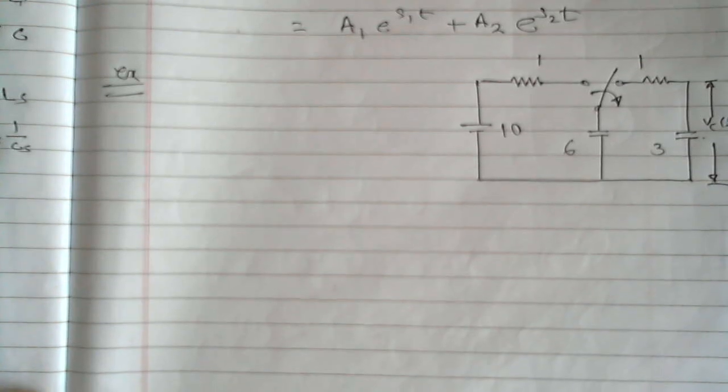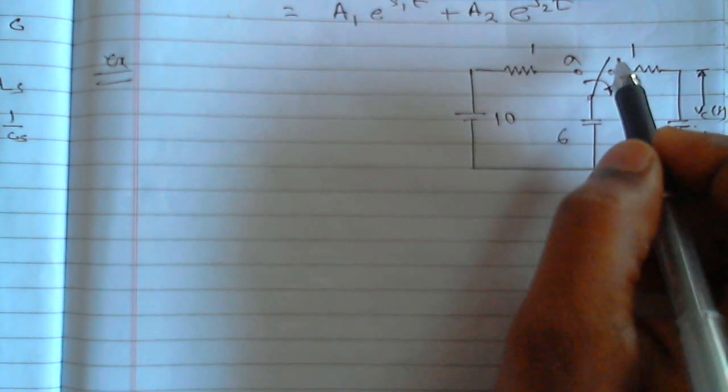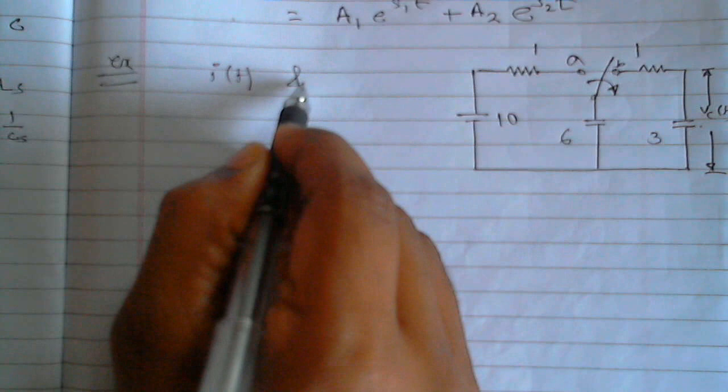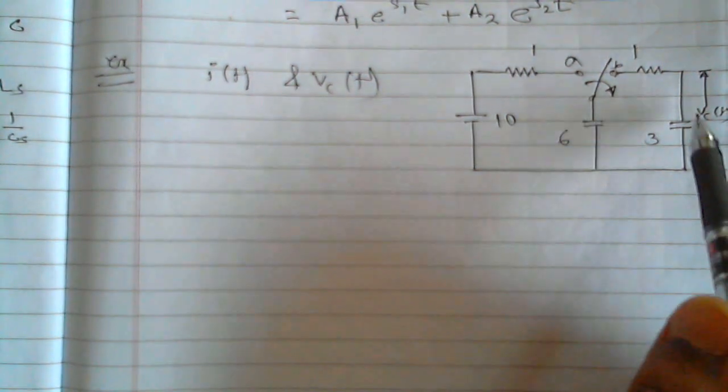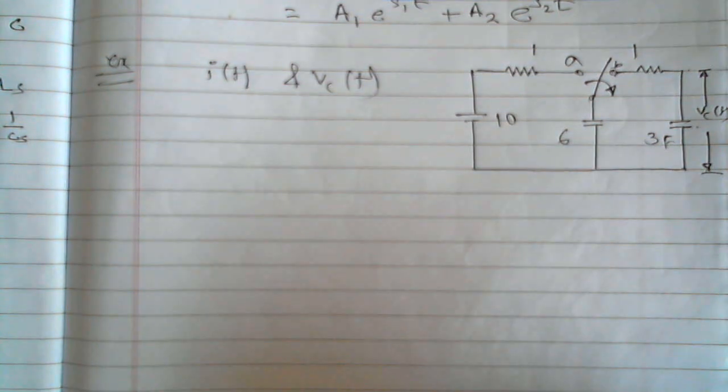Voltage source, capacitor, right? Now the switch is moved from position A to B at t equal to 0. We need to determine I of t and Vc of t. Vc of t means the voltage across this 3 farad capacitor.